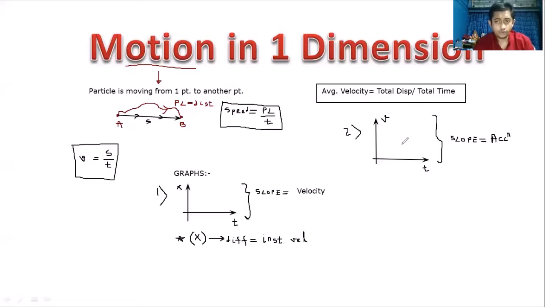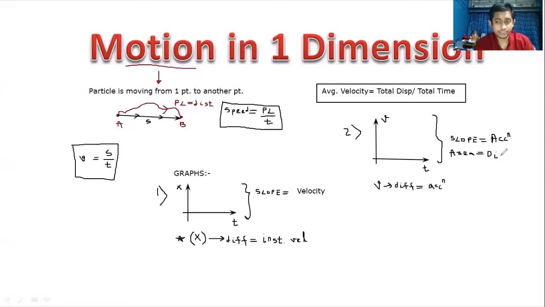If you differentiate velocity with respect to time, then the derivative of velocity with respect to time gives us acceleration. Cool. Very good. Now, students, if we find the area under the curve of the VT graph, then the area under the curve gives us distance or displacement.